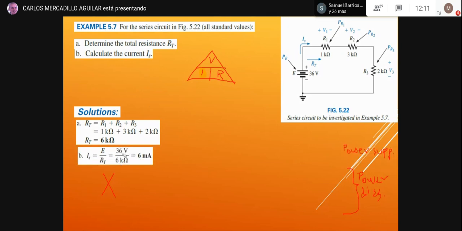And because we are using kilo ohms, we could convert this to 6,000 ohms and obtain 0.006 amps. But as a rule, not a written rule, you can assume that if you are working with kilo ohms, the current you will obtain will be in milliamperes.